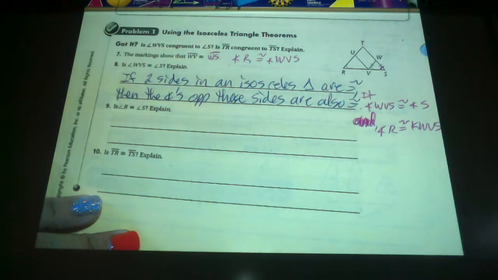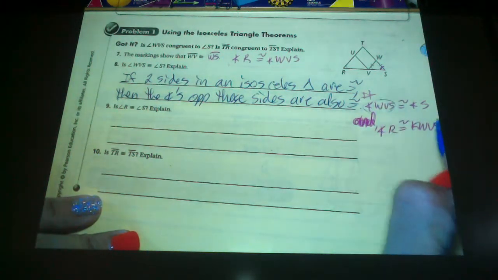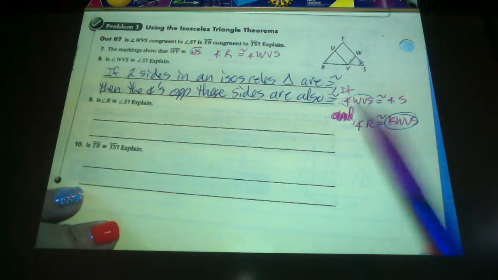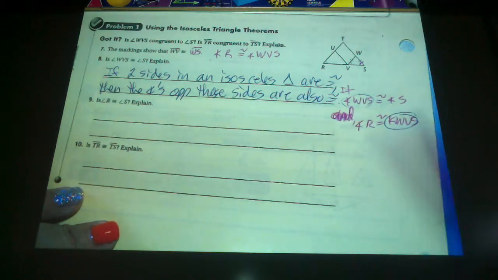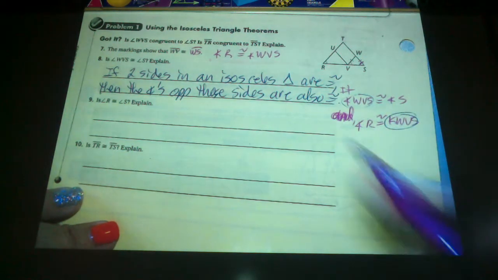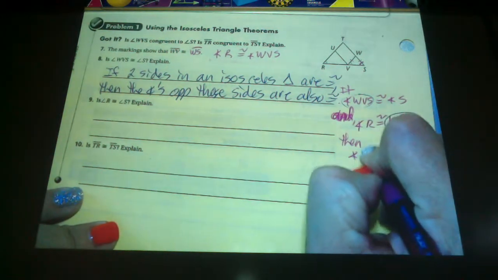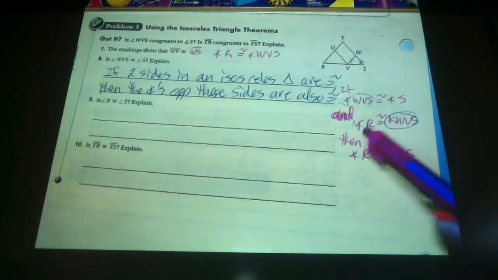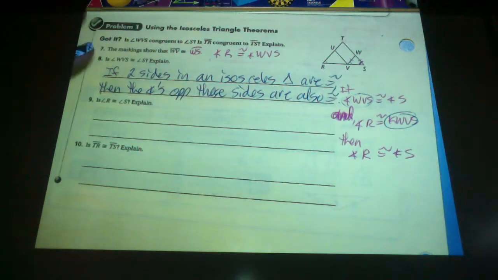What can you conclude? What do you notice about these two statements? If they're congruent to the same thing, what do you know about these two? They're congruent. So then angle R is congruent to angle S. Did I use the transitive property or the substitution property? I actually used substitution. Could I have written it so that I could have used the transitive property? Yeah, the transitive property, what you end up with here, you have to start with here. So my answer would be yes.